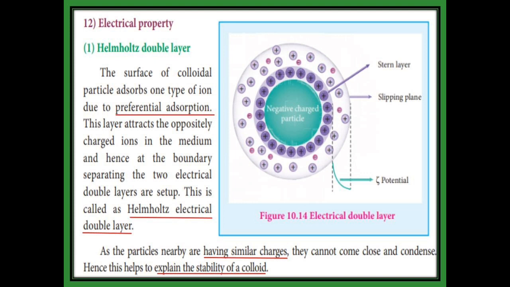Suppose we have a positive colloidal particle. It is surrounded by negative particles from the dispersion medium. So there are negative particles at the surface, and the remaining negative particles in the dispersion medium are not attracted to each other, so the positively charged particle also has stability by the Helmholtz double layer.